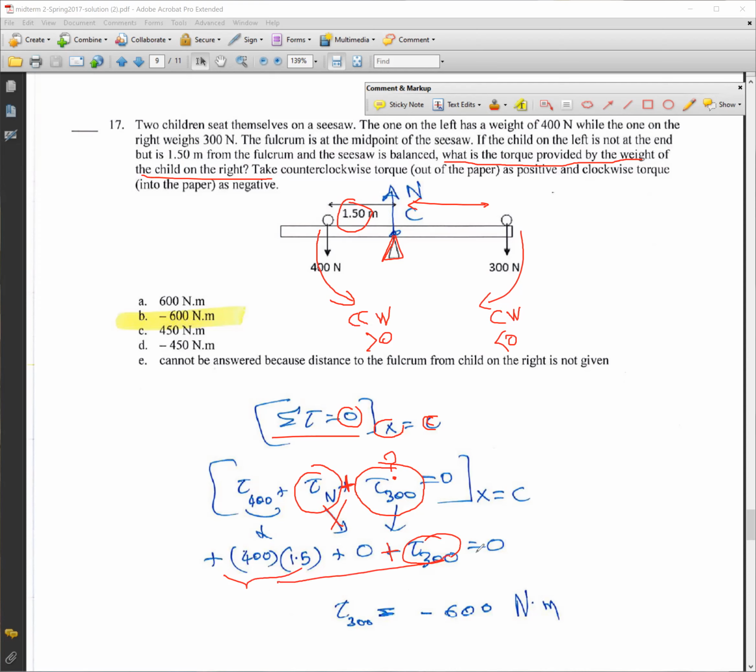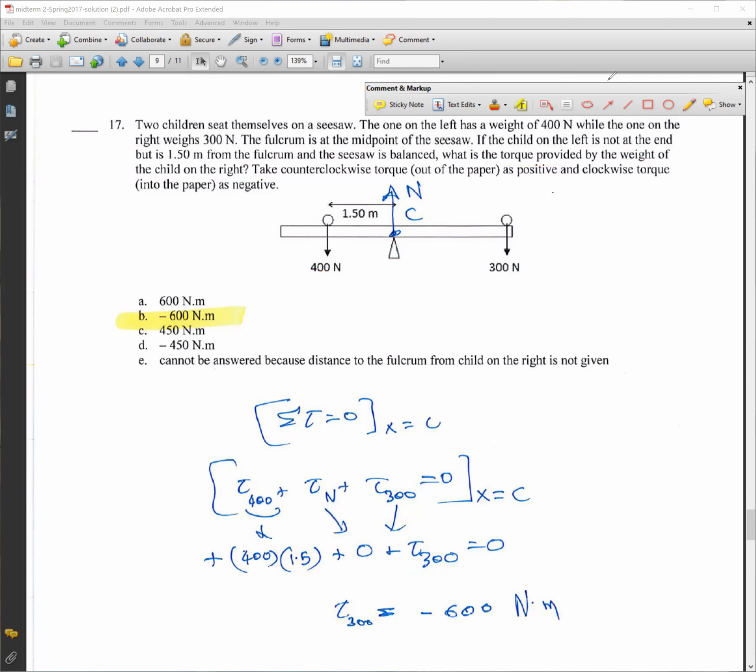You take it to the other side of the equation. So you end up with 400 times 1.5 is 600. 600 taken to the other side of the equation will turn into negative 600 Newton meter, corresponding to option B. So that's question 17.